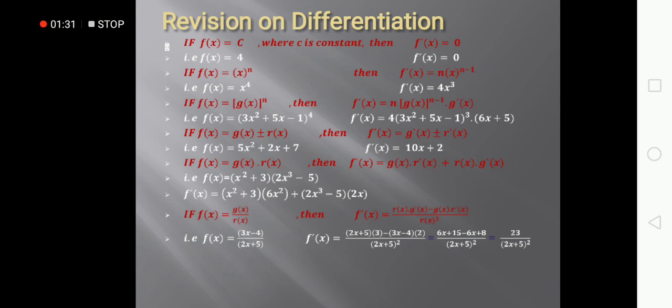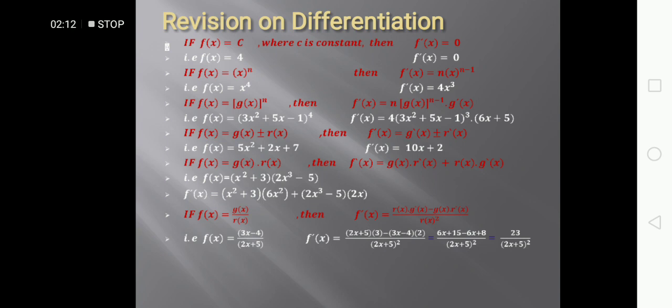be equal to g of x times r dash of x plus r of x times g dash of x, which is the first times the derivative of the second plus the second times the derivative of the first. For example, f of x equals x power 2 plus 3 times 2x power 3 minus 5. F dash of x will be equal to x power 2 plus 3 times 6x power 2, which is the first, times the derivative of the second, plus 2x power 3 minus 5 times 2x, which is the second, times the derivative of the first.